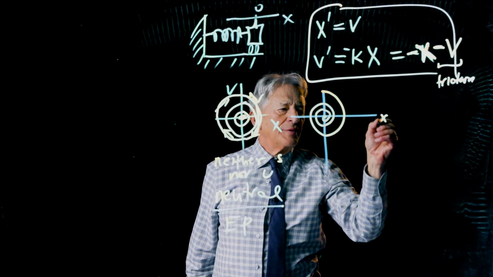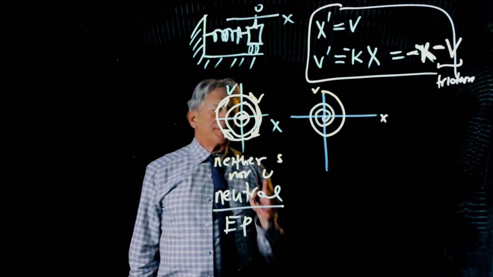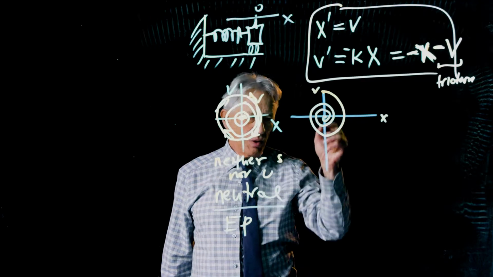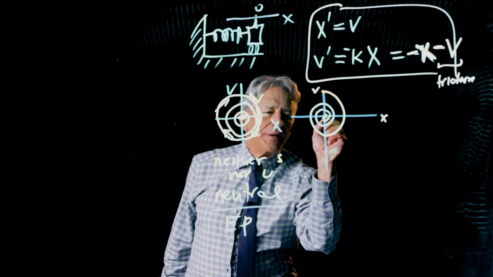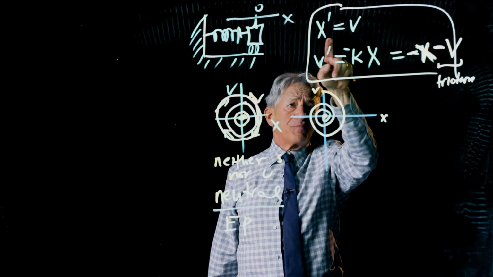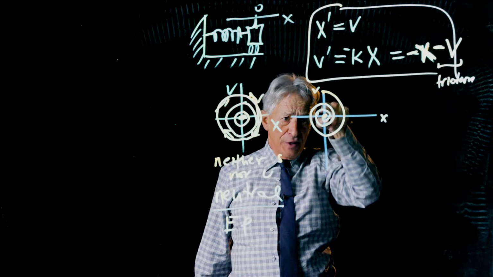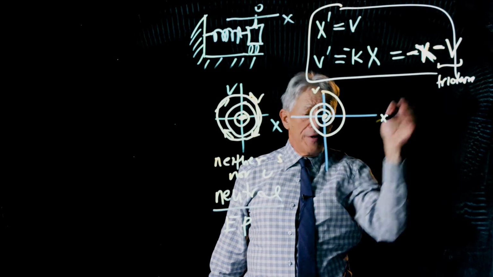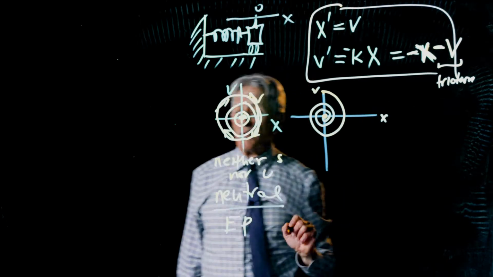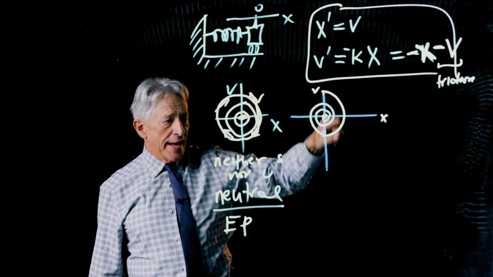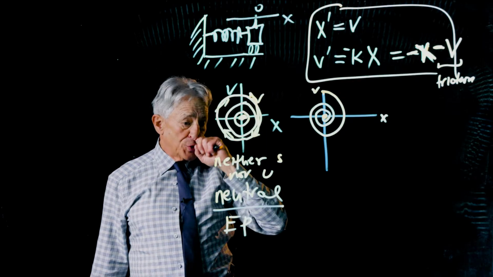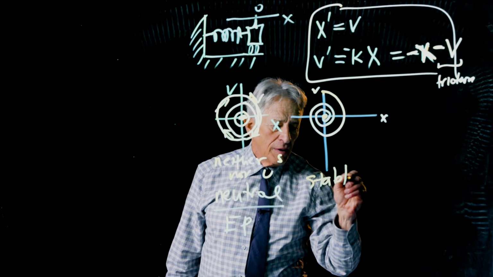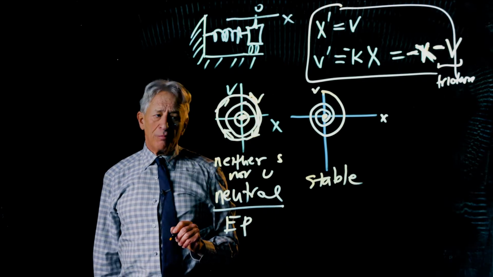Now that, in xv space, is a perfect example of a stable equilibrium point. It is an equilibrium point, right? X prime equals 0 means v equals 0. V prime equals 0 and x equals 0 means v equals 0. So 0, 0 is an equilibrium point. And by looking at the trajectory, we see that this is clearly a stable equilibrium point.